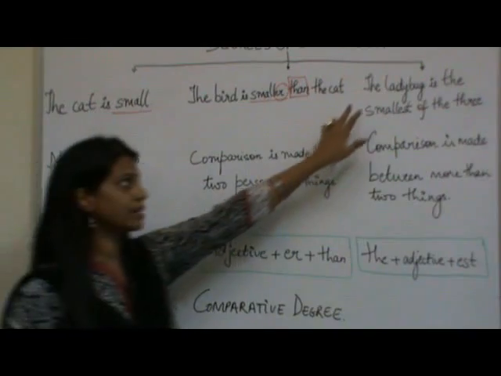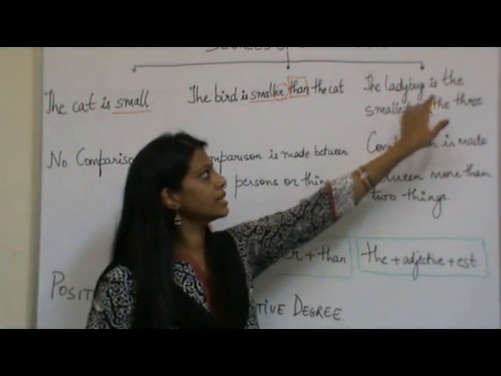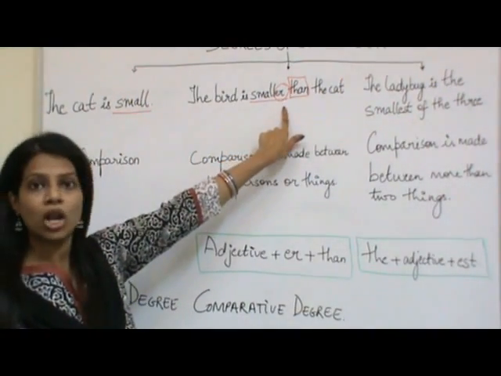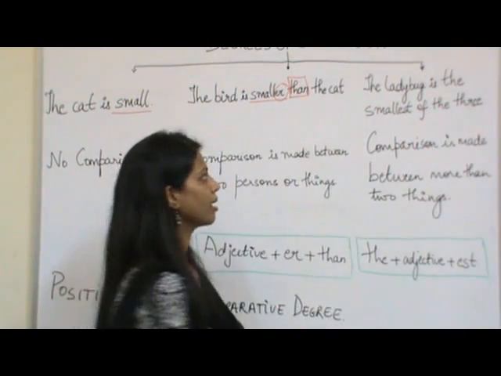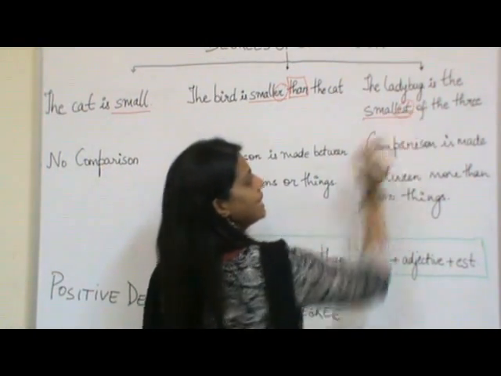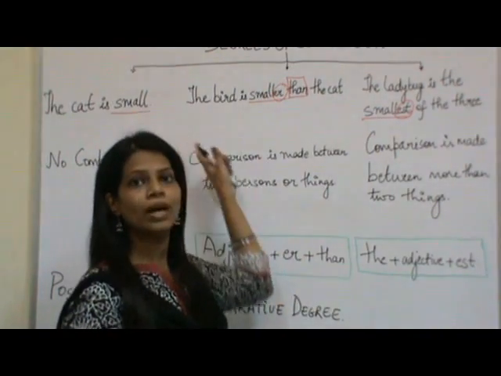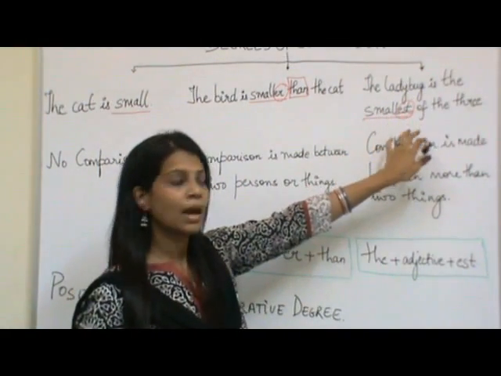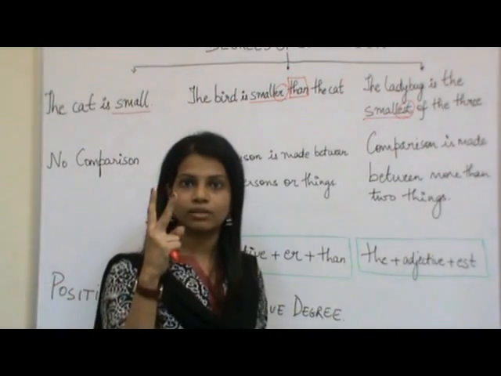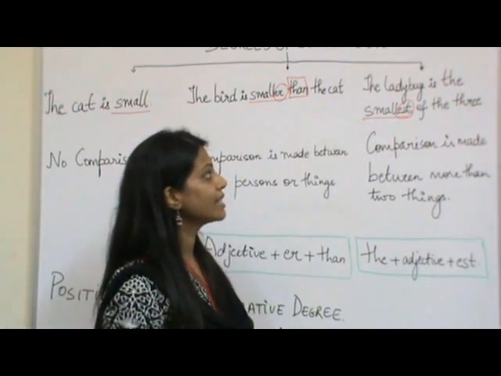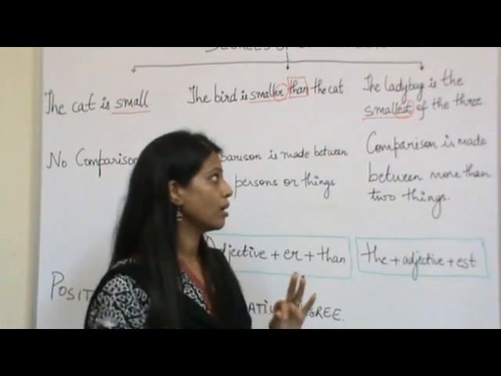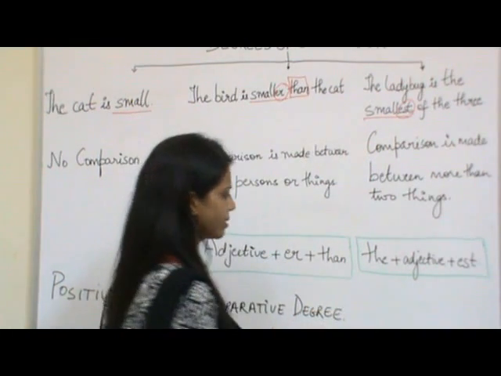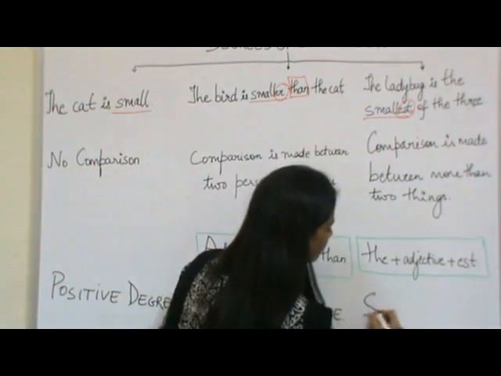We'll take the last and final sentence. The ladybug is the smallest of the three. What has happened here? Small, smaller, smallest. That means EST has been added to the adjective small, right? What else? There is a comparison between the ladybug and two other things. That means three things are compared. Thus, in a sentence when three things are compared or one is considered to be the topmost, it is called the superlative degree.